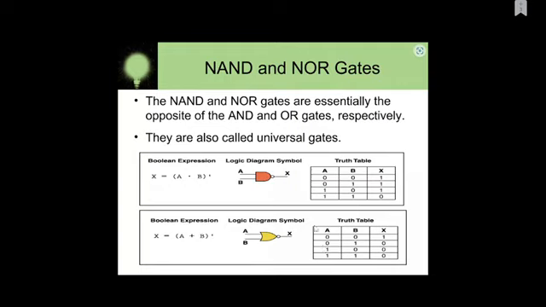What is the truth table of the OR gate? If any one of the inputs is high, the output is high. But here we observe that if any one of the inputs is high, the output is low. Both inputs A 0, B 0: 0 plus 0 is 0, so the output is 1. If A 1, B 0: 1 plus 0 is 1, 1 bar is 0. 0 plus 1 is 1, 1 bar is 0. 1 plus 1 is 1, 1 bar is 0. This is the NOR gate operation.